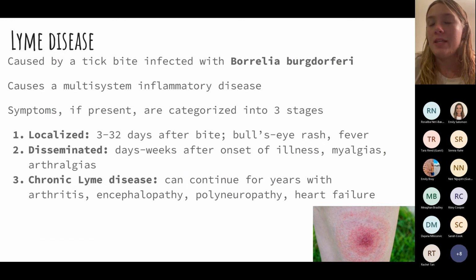Talk about Lyme disease. This occurs when you get bit by a tick that's been infected with Borrelia burgdorferi. It causes a multi-system inflammatory disease, but essentially when we're talking about the skin in this first stage of Lyme disease, you'll see this bullseye rash, okay? You'll also see fever, etc. Afterwards, if it's left untreated, the patient goes into the disseminated phase where they're really tired, achy, and have a little bit of fine motor movement problems, and then if it's left untreated for years, we have lots more complications.